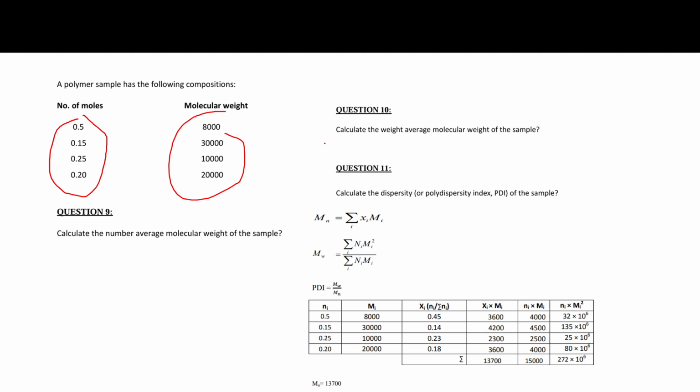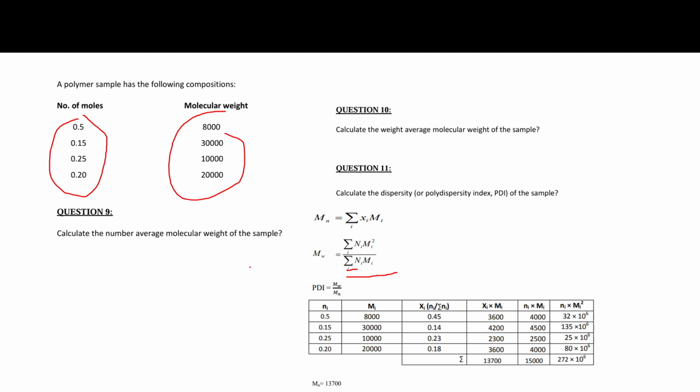So if someone asks about the weight average molecular weight, we can easily calculate this. From that Ni and Mi, if Ni Mi is given, we can calculate Ni Mi square, and also we can calculate Ni Mi. From there we can calculate Mw, and also we can calculate the number average molecular weight.